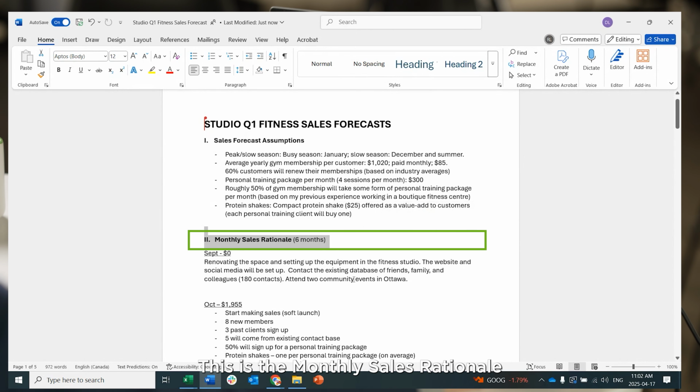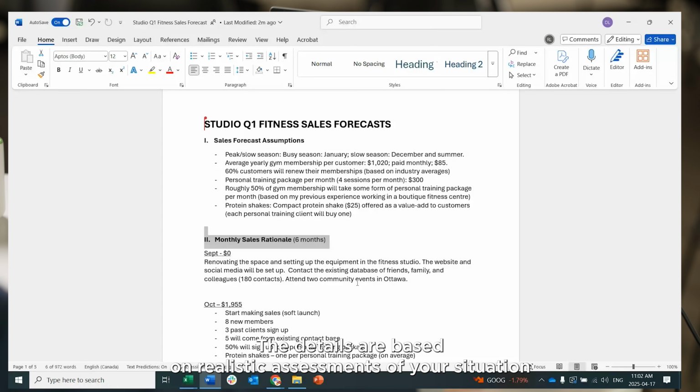This is the monthly sales rationale, done for 6 months. You are providing details on how you came up with your numbers. The details are based on realistic assessments of your situation and what you stated in your sales and marketing plan. You can see how all of this interconnects.